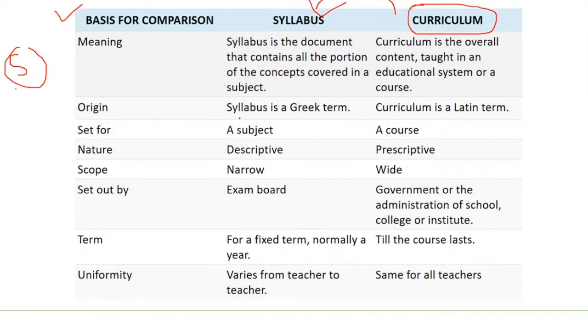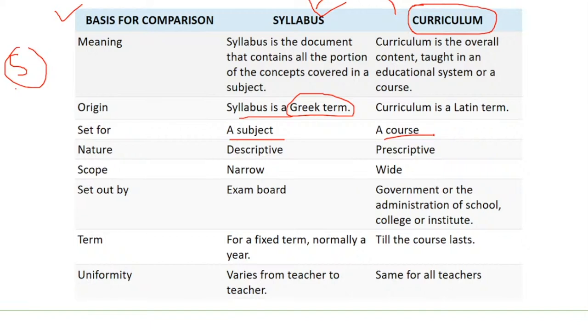Syllabus originated from a Greek word, whereas curriculum originated from a Latin term. Syllabus is set for a specific subject, whereas curriculum is set for an entire course. So based on what type of course you have, the curriculum is set. Syllabus is descriptive in nature, it describes the content of that particular subject, whereas curriculum is prescriptive in nature. Syllabus is narrow, whereas curriculum is wide.